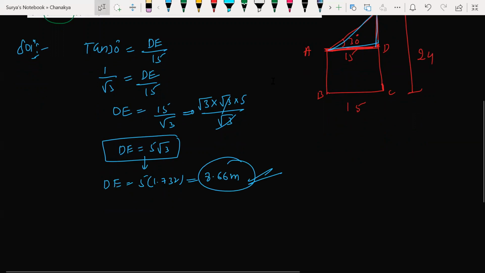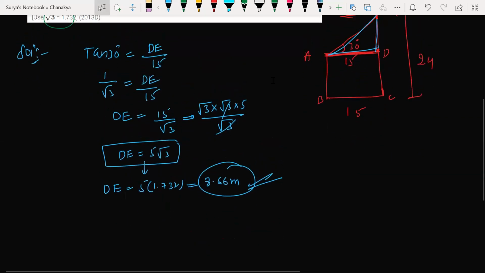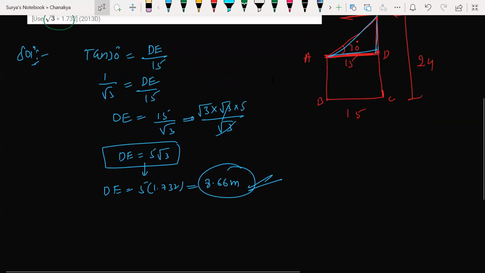Okay. हाँ. Now what he is asking us to find? Find the height of the first pole. He is asking us to find height of the first pole. मुझे क्या find out करना है? AB find out करना है मुझे. AB find out करने के लिए मुझे क्या चाहिए? Here AB is equal to CD or not? Yes, sir. देखो पहले मुझे क्या करना है? CD का वैल्यू पता करना है मुझे.